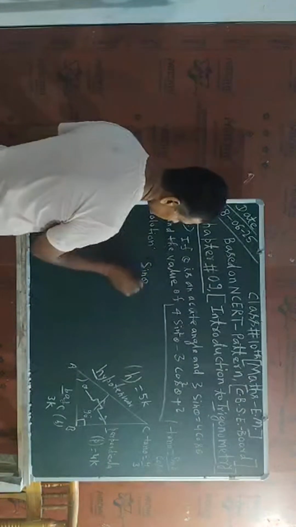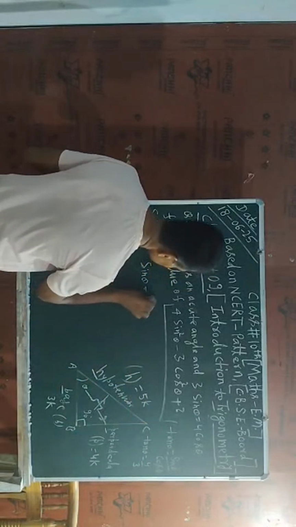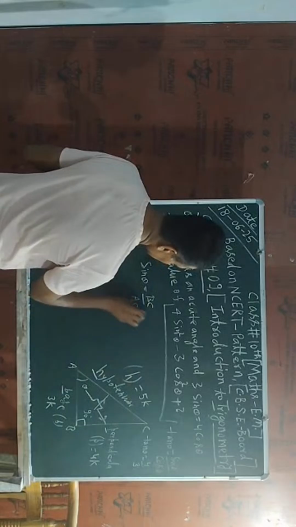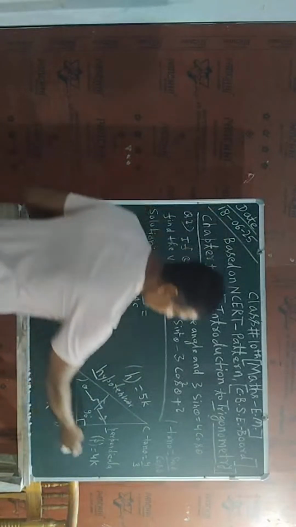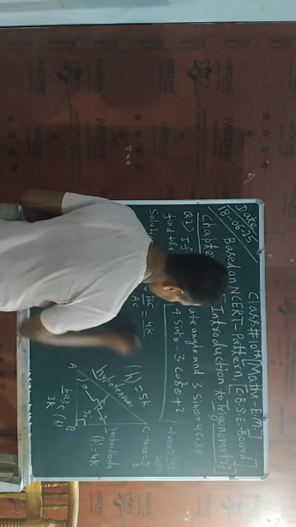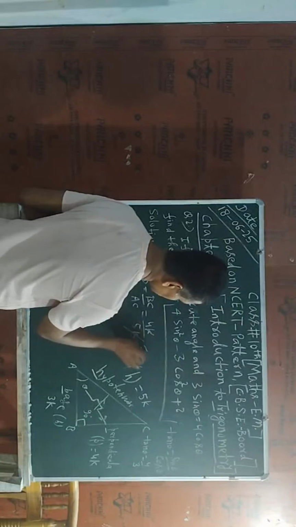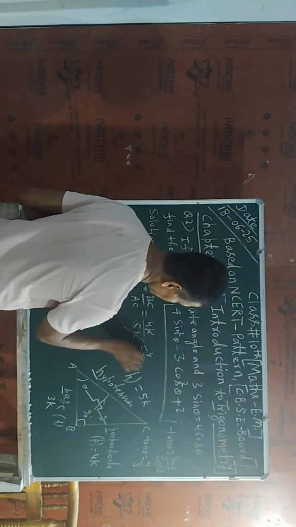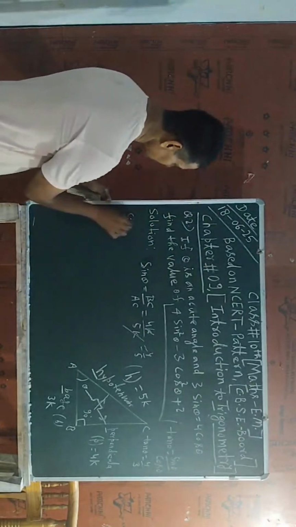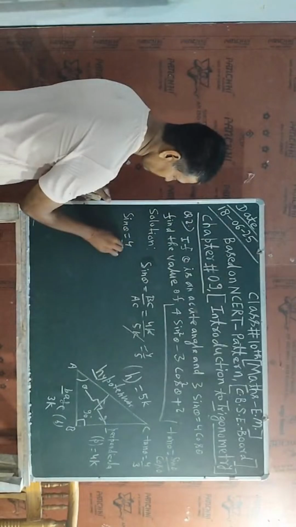So sin theta is equal to BC divided by AC. The value of BC is written here as 4k. So I write here 4k divided by 5k. So here I will put 5k. So k will be cancelled out. So here I will write 4 divided by 5. It means that sin theta has the value 4 divided by 5.